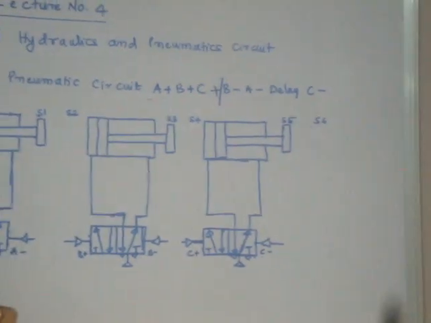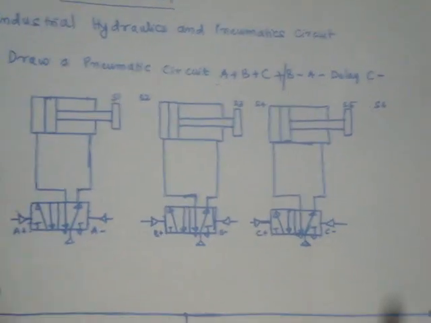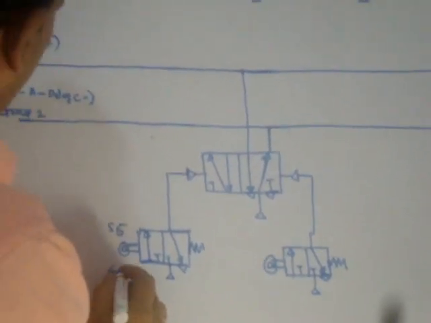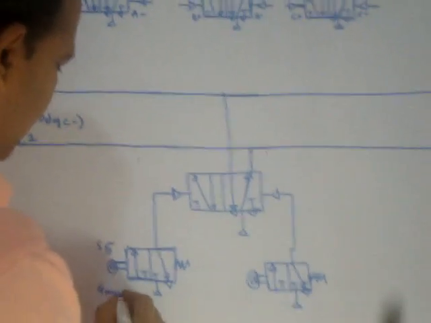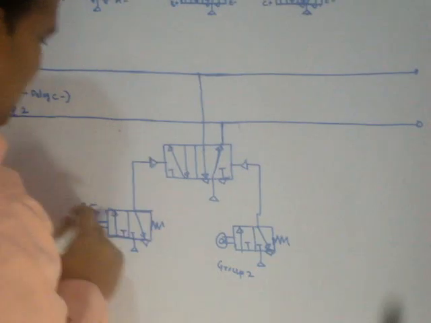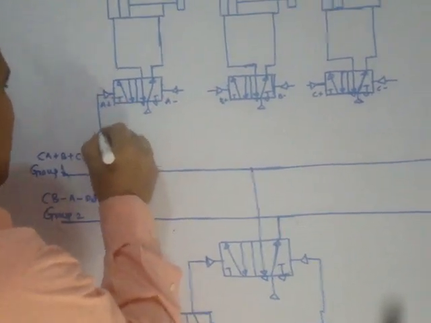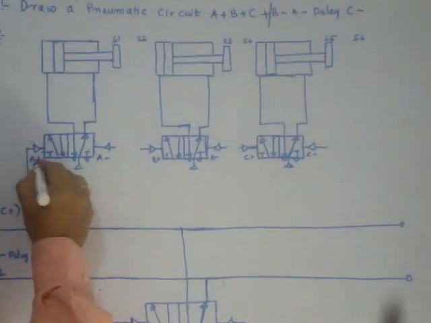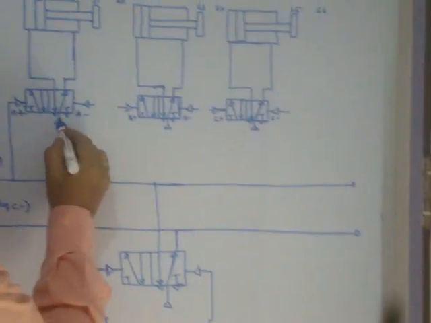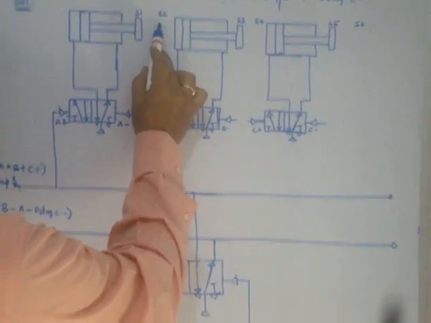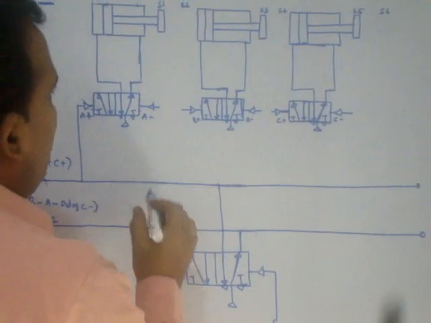A plus means this position should be on. Now when S5 is on, which line is on? Group 1, line L1. This is group 2. S5 on means group 1 is on, and for A plus I directly give the connection. Now when A plus is on, the piston moves from S1 to S2.